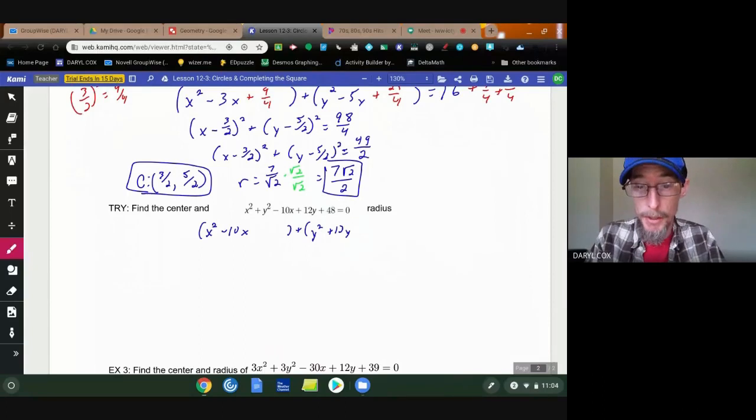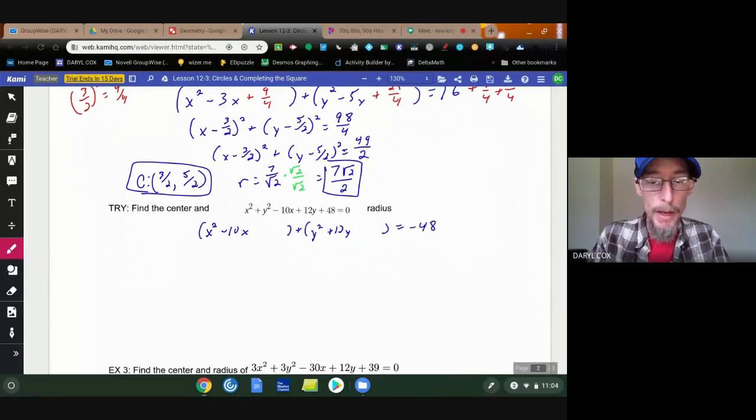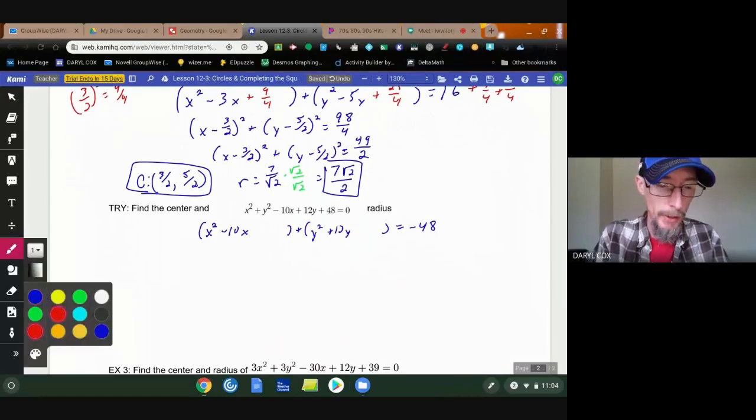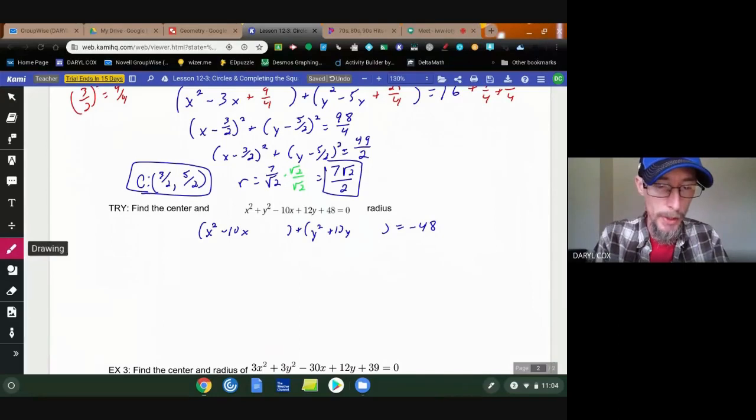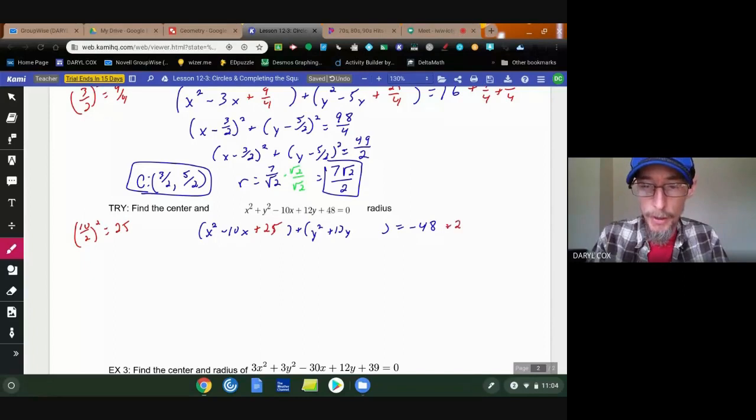I'll leave some space. Move that 48. There we go. You could write this down. You know what? I'll write it down. Why not? So for the first one, 10 over 2 squared. 10 over 2 is 5. 5 squared is 25. Make sure to add it to the other side.